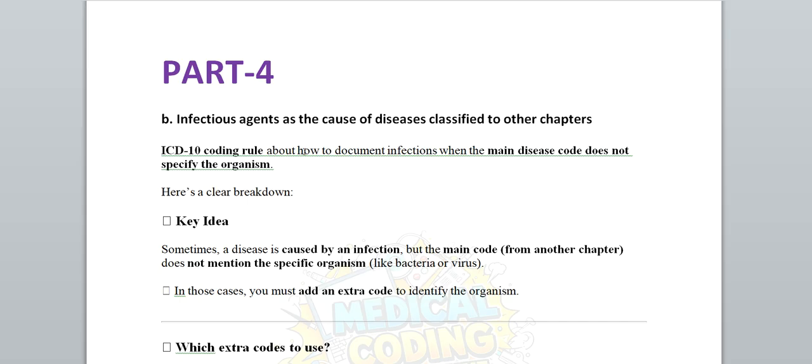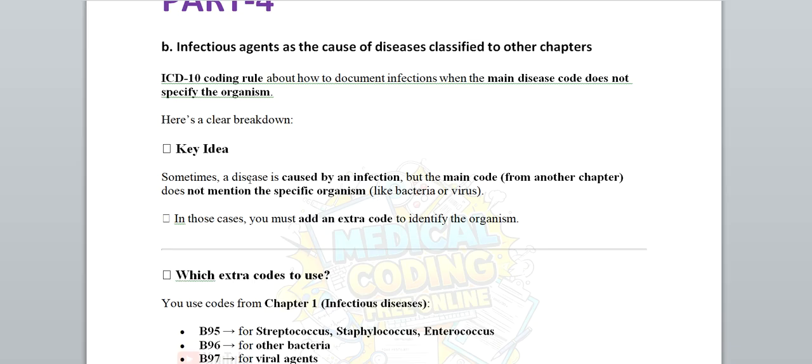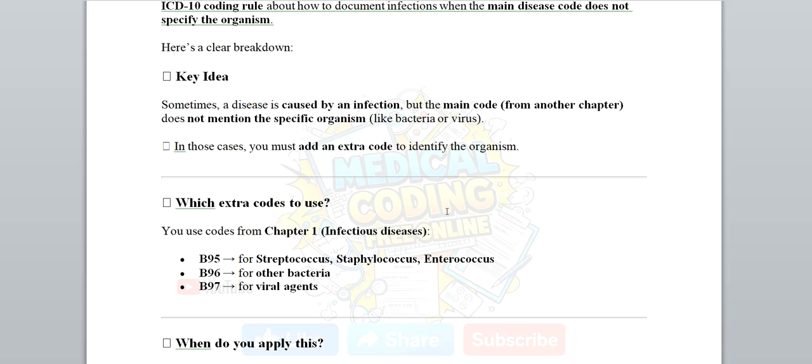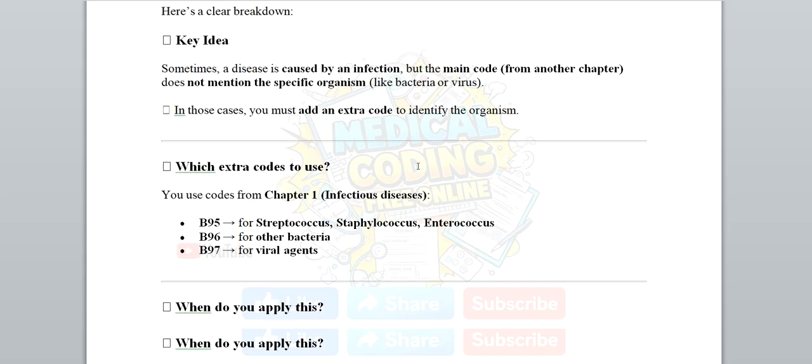Infectious agents that have caused a disease classified in other chapters. This is an ICD-10 coding rule about how to document infections when the main disease code does not specify the organism. Here is the clear breakdown. Key idea: sometimes a disease is caused by an infection, and the main code is from another chapter but does not mention the specific organism, like bacteria or virus. In those cases, you must add an extra code to identify the organism.